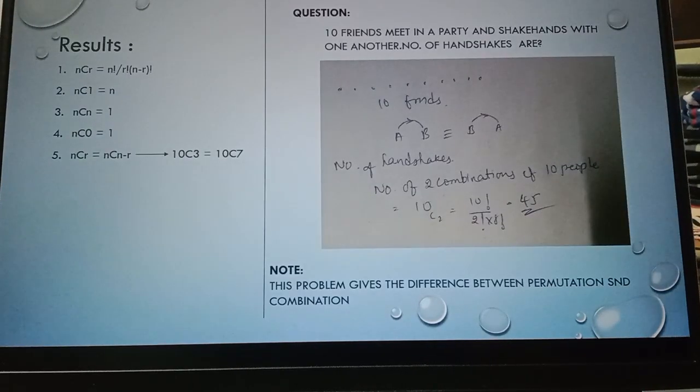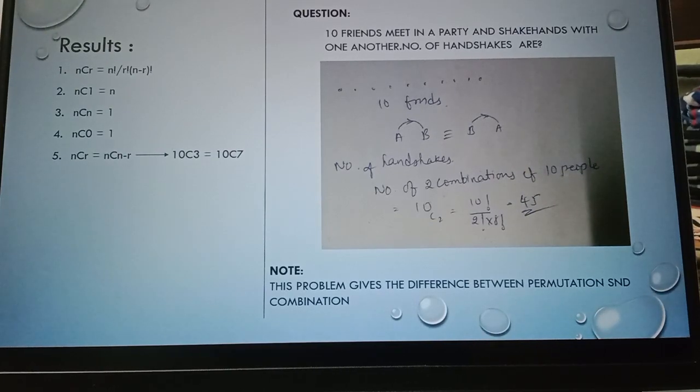Next, here are a few more conditions or formulas. nC1 equals n, nCn equals 1, nC0 equals 1, and nCr can also be written as nC(n minus r). For that there is a short formula: 10C3 equals 10C7. So these are the formulas in combinations.